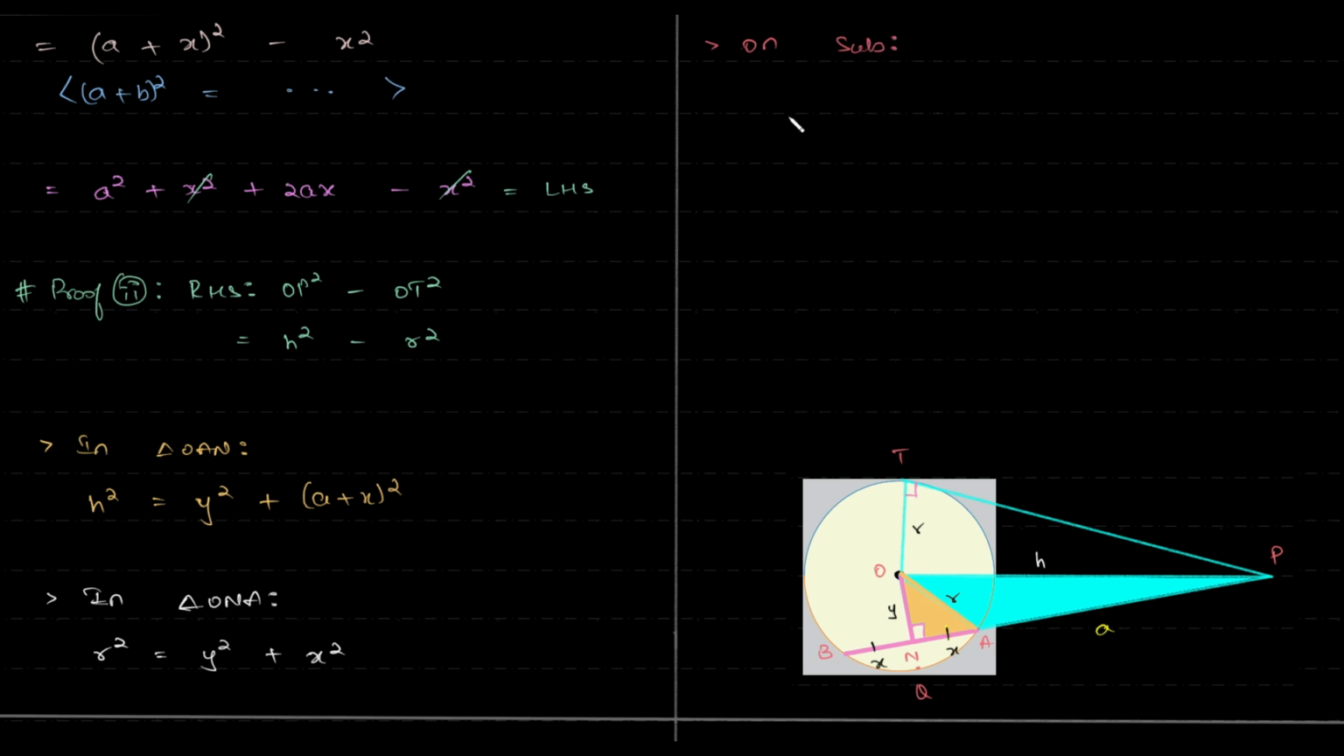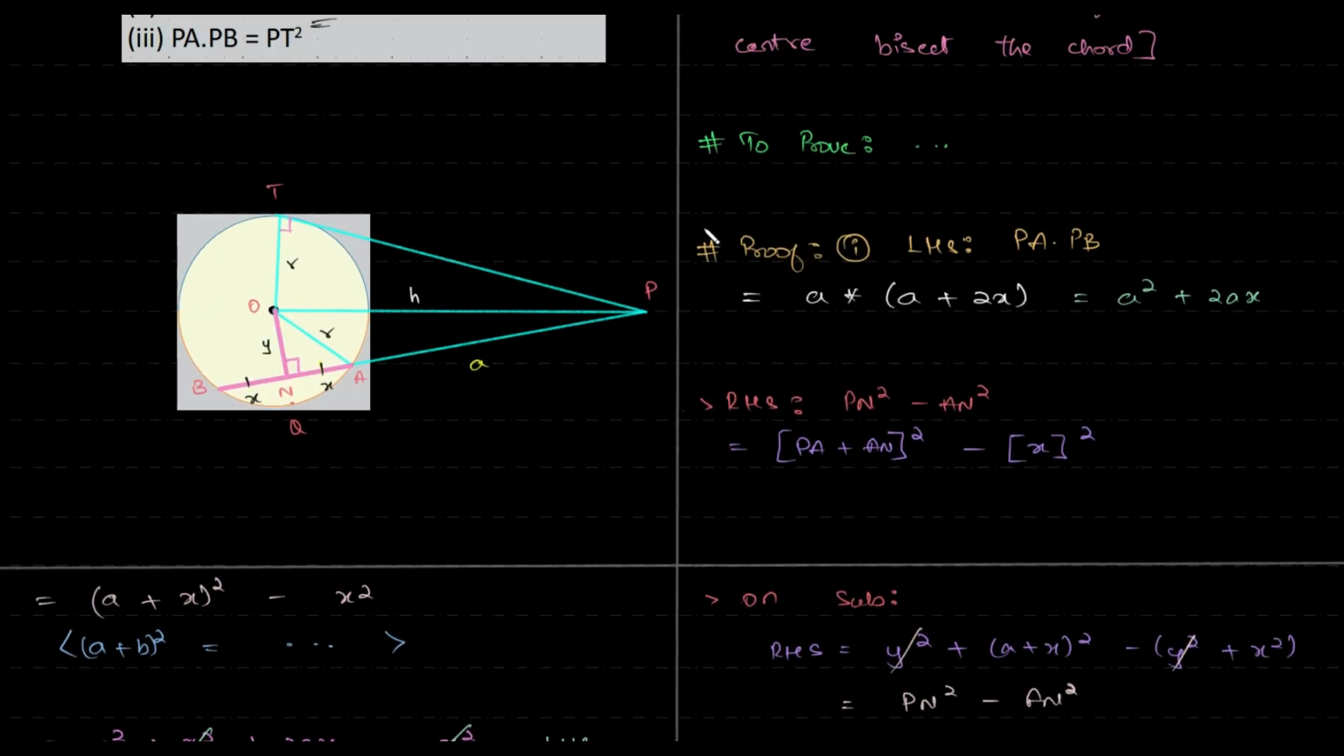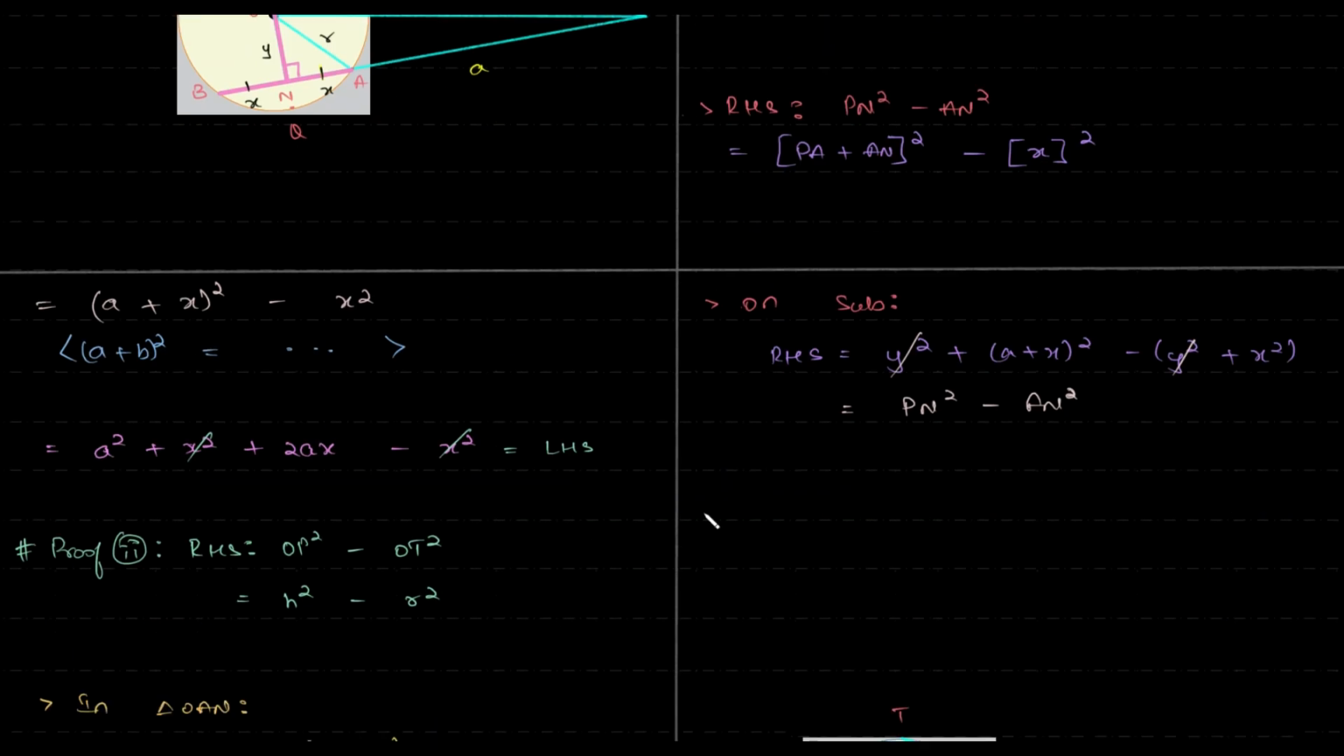so what is it that we are looking at? We have RHS is equal to y square plus (a plus x) the whole square minus (y square plus x square). So what do we have? Plus y square and minus y square are getting cancelled. That's good. And we have the same expression, (a plus x) the whole square minus x square, which is nothing but PN square minus x square, that is AN square. I think that's what we have to prove. Is it not? And we proved it. That's equal to our LHS.